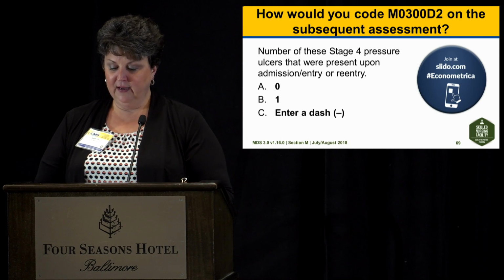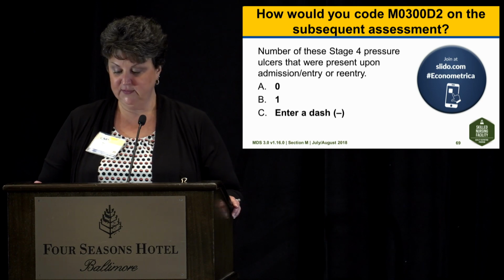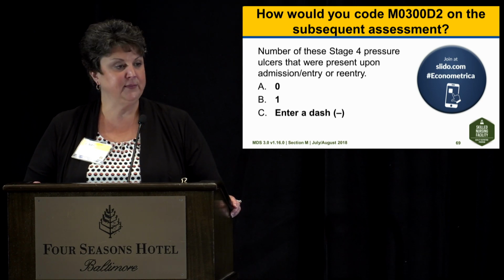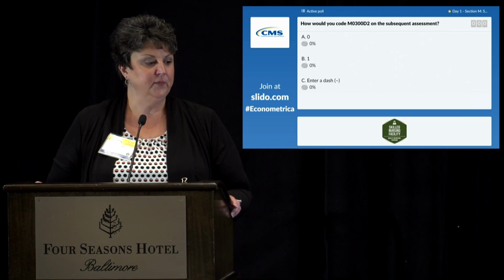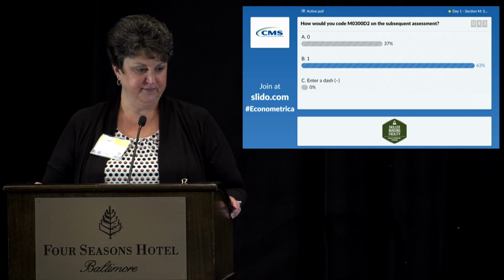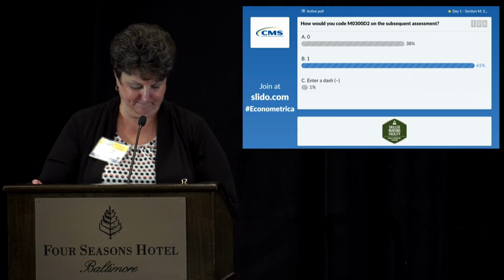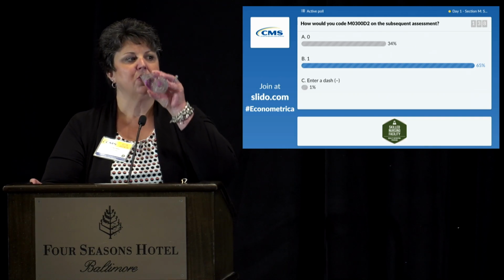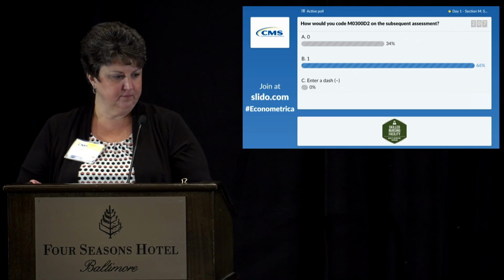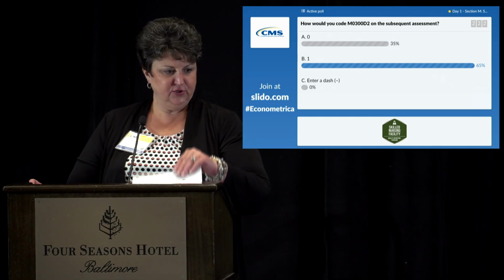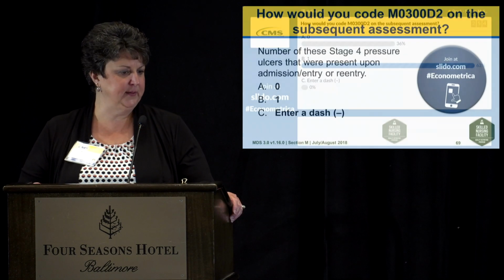And then how would you code M0300D2 on the subsequent assessment? And this is the number of these stage 4 pressure ulcers that were present upon admission, entry, or re-entry. Would you code it 0? Would you code it B1? Would you code it C, enter a dash? Now, how many were present on admission, entry, or re-entry? We have the majority here are saying 1, but a lot of folks are saying 0 as well. So let's look at the answer and see what we come up with here.